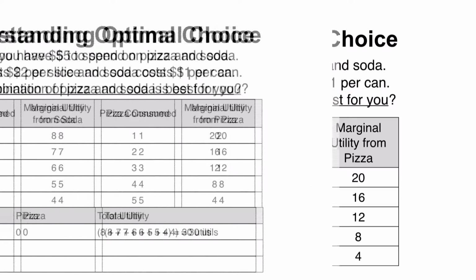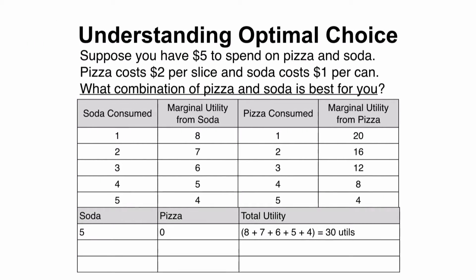Let's take a look. So first, we have the total number of soda consumed and the marginal utility that we derive from that consumption of soda. Then we have the total number of pizza slices consumed and the marginal utility from each additional slice that we purchase. Once again, our budget is $5, pizza costs $2, and soda costs $1. What combination of pizza and soda do we want to consume?